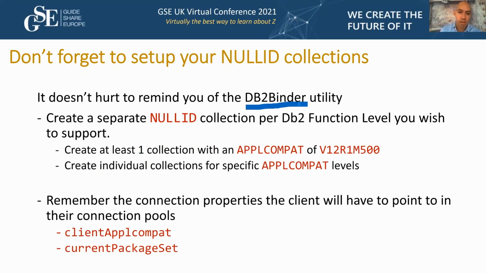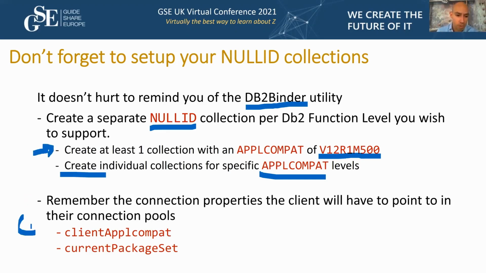Work with the DB2 Binder utility to create the null ID collections. Create at least one with a value of application compatibility 500. And create as many collections as you want so that they match the application compatibility levels that you want to support. But please at least keep this one. Please keep it. And to use them, jump to your JDBC connection pool in the custom properties and insert these two or one of them.